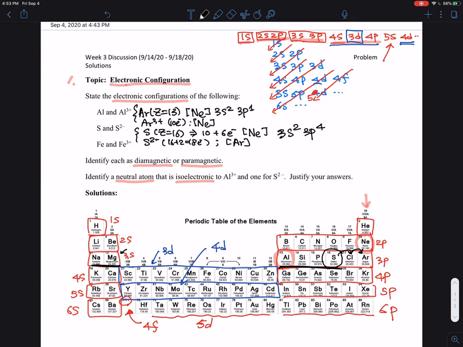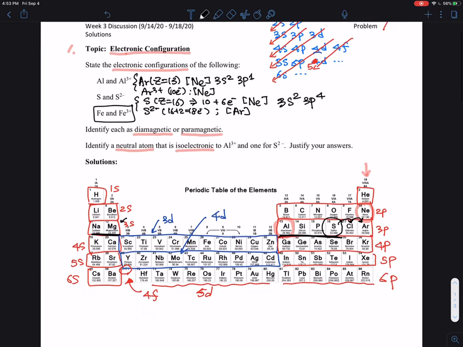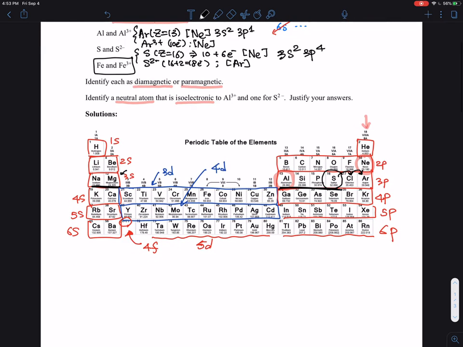Okay, and the last one is this ion. This will probably be discussed in detail, so I'm going to use the bottom space here. Let's look at iron versus iron 3+. Iron is located right here, number 26. So iron is number 26.